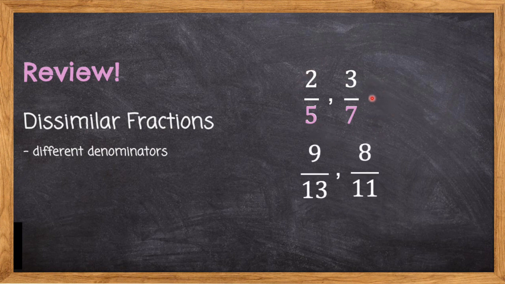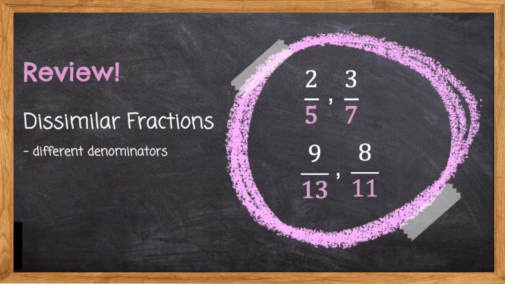Next, we have 9 over 13 and 8 over 11. Again, we have 13 and 11 as denominators. So, these two are also dissimilar fractions. Okay?